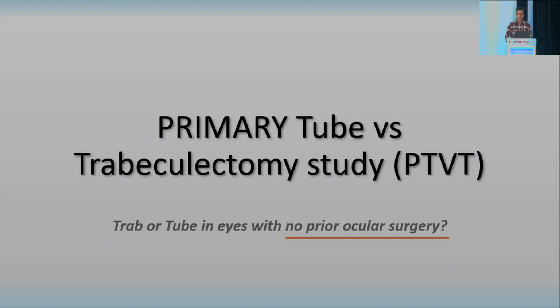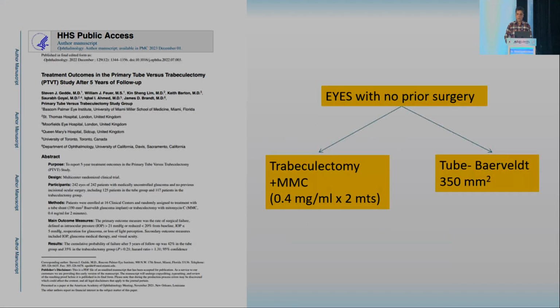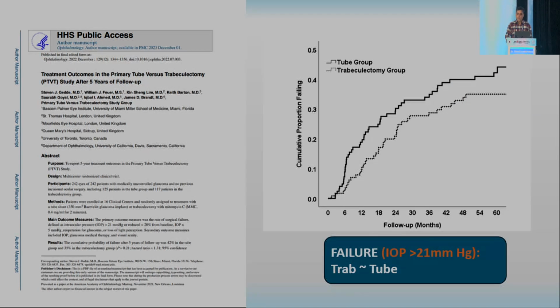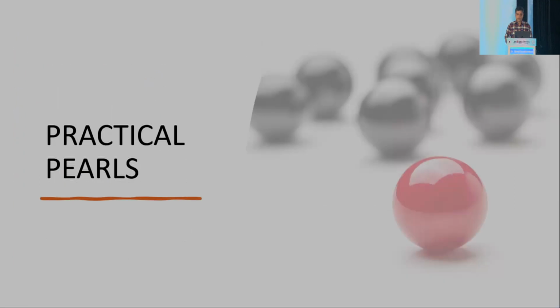The primary tube versus trabeculectomy study addressed the same question, but in eyes with no prior ocular surgery. Again, patients were randomized to receive trab or the Baerveldt tube. The results were that at 5 years, if you define failure as IOP greater than 21, trabs and tubes were similar. But if you redefined it at 17 millimeters instead of 21, trabs generally had better success rates than tubes, though it did not approach statistical significance.